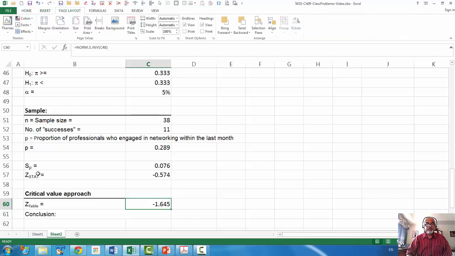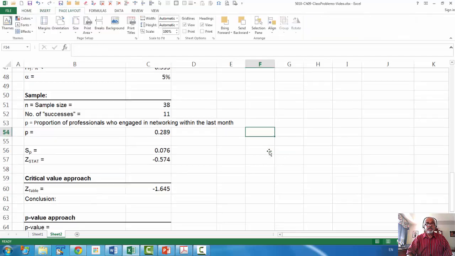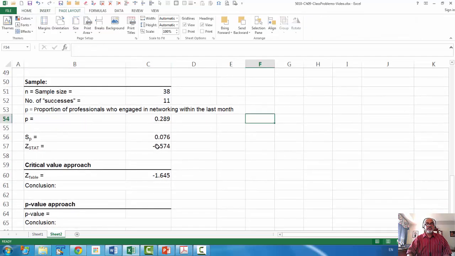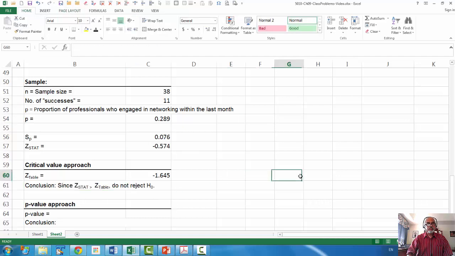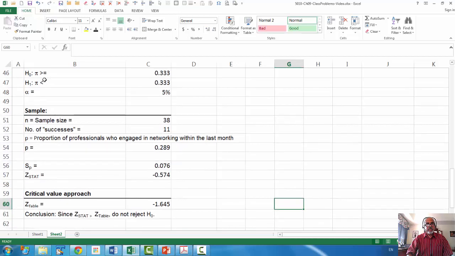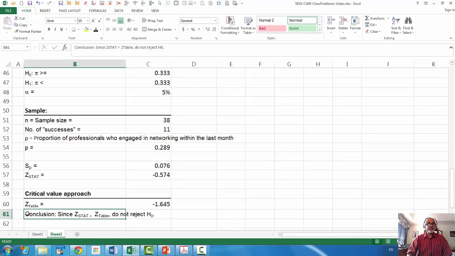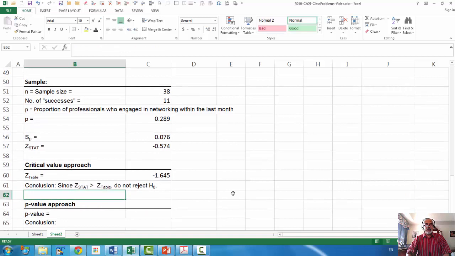Okay. So conclusion is this negative value is greater than the critical value. It's closer to 0, so it's not farther away from the midpoint. So conclusion is do not reject. It has to be less than the Z table value, but it is not. So that's why you do not reject.